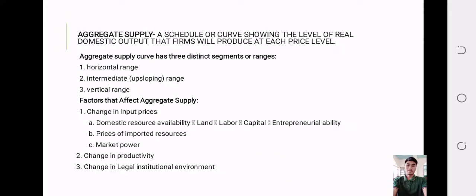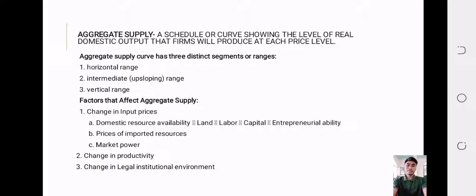Aggregate supply is a schedule or curve showing the level of real domestic output that firms will produce at each price level. There are three distinct segments or ranges of the aggregate supply curve: the horizontal range, the intermediate or upsloping range, and the vertical range.